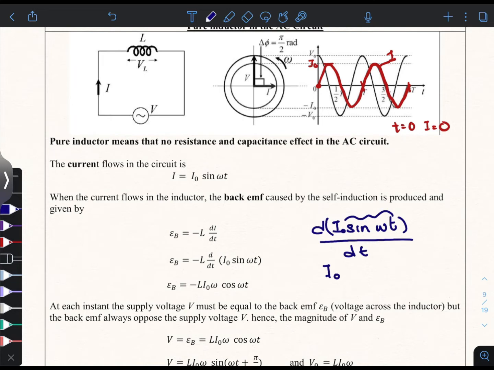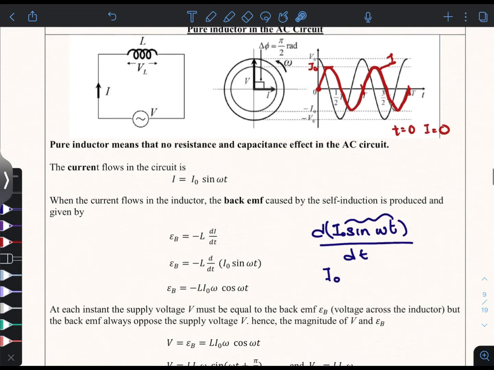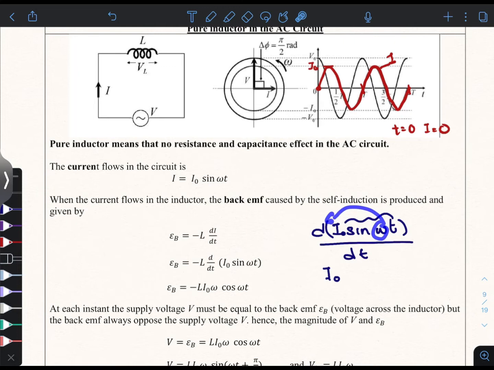For the sine omega t, bring your omega in front, bawa omega ke depan, and then the sine now becomes cos omega t. Differentiate sine, you get cos. So this is what you got. Substitute I naught omega cos omega t into the equation, and you have your back EMF equal to negative L I naught omega cos omega t.